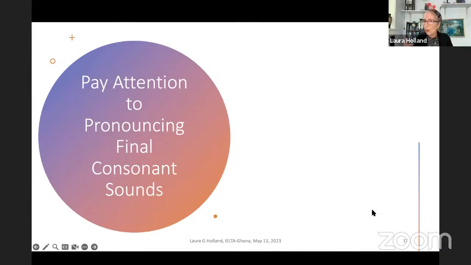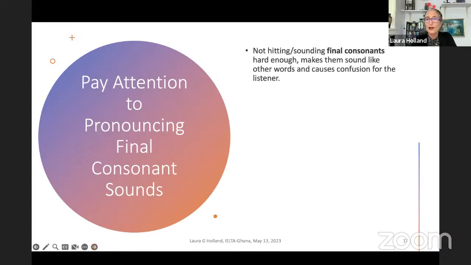I've observed, in my work as a reviewer, hundreds and hundreds of teachers, which is such a luxury and so wonderful. And one of the things that I have noticed is that when students or teachers don't hit that final consonant sound, it often causes a breakdown in communication. Not hitting them hard enough makes them sound like other words and causes confusion for the listener.